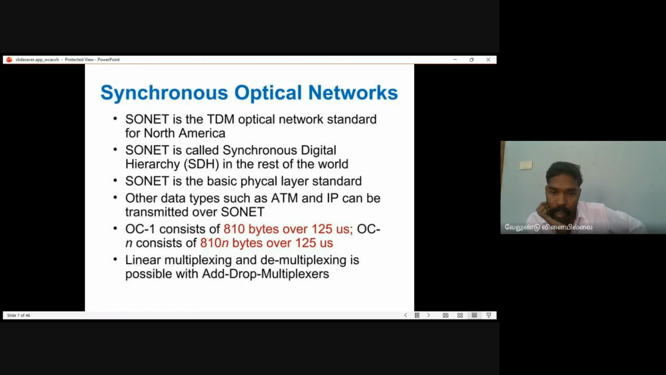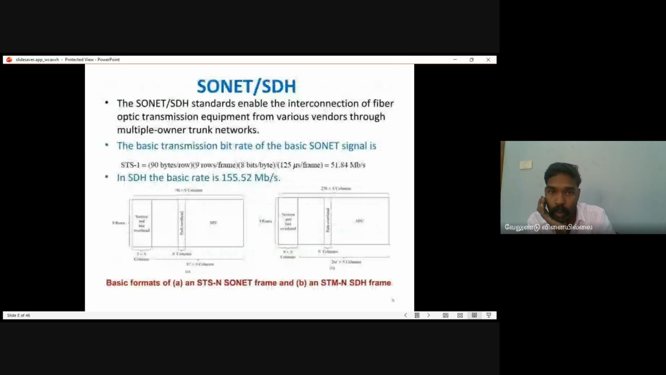So the synchronous optical network has linear multiplexers, demultiplexers and add-drop multiplexers. This is about synchronous optical networks. What are SONET and SDH? Both are the same physical layer standard of optical network, but SONET is followed by North America and SDH is followed by the rest of the world.